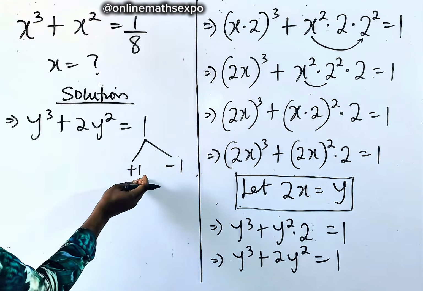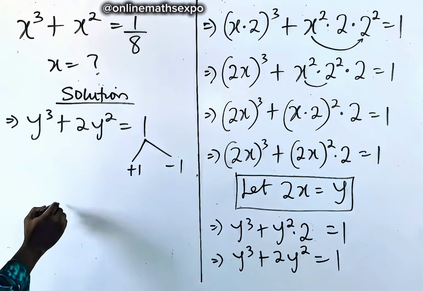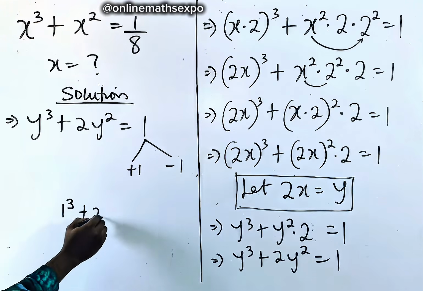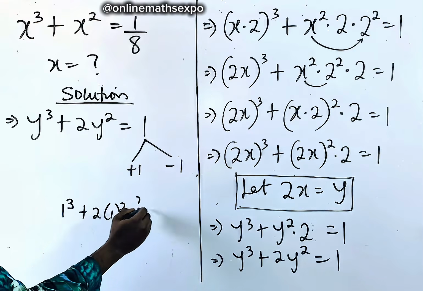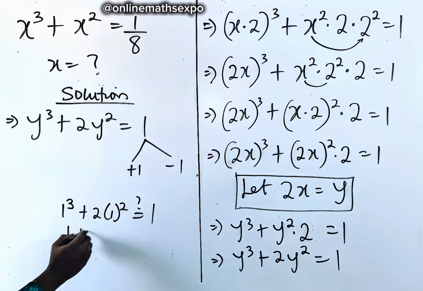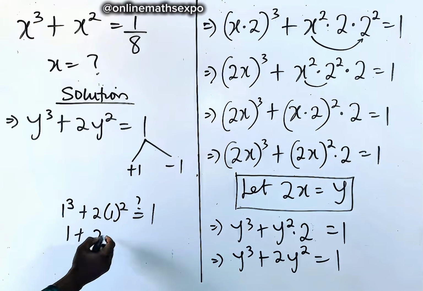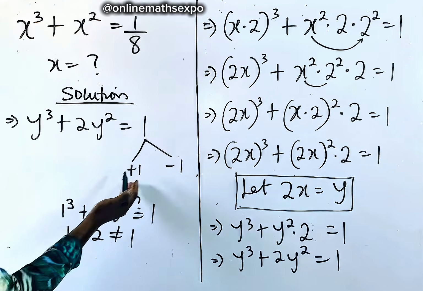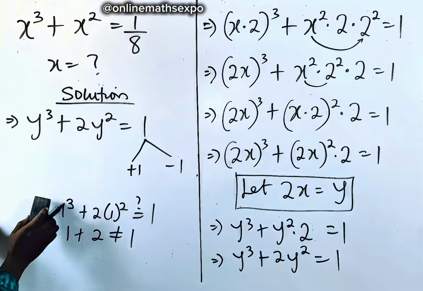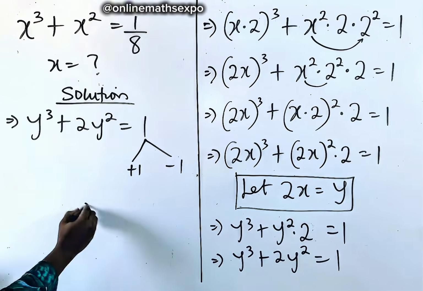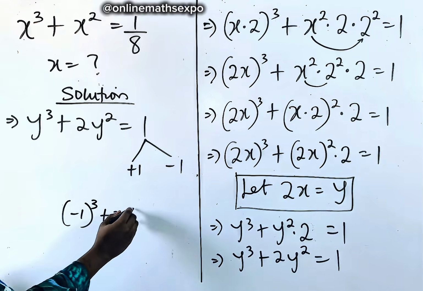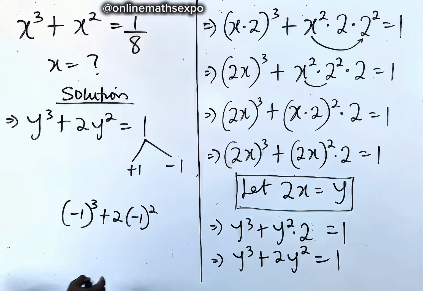So let's try for when y is 1. We are going to have 1 cubed plus 2 into 1 squared. Will this be equal to 1? So we have 1 plus 2, which gives us 3, and this is not equal to 1. So y being 1 is not a solution. So what do you do next? Let's try negative 1. So we're going to have negative 1 cubed plus 2 into negative 1 squared.